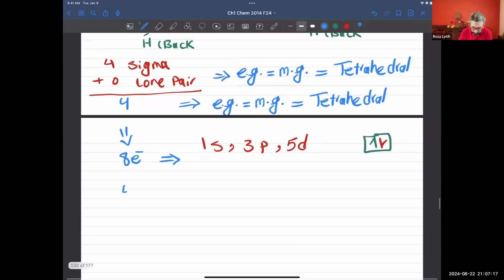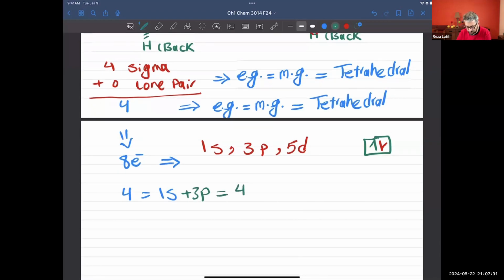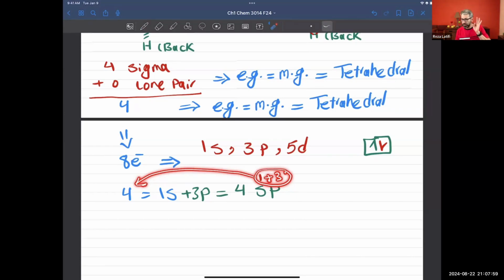So I have 4 pairs. Let's use 1 from S and some from P. How many do I need to use to make it 4? I need to use 3 of them. So I'm going to say 3, and that's going to give me 1 plus 3, I get 4. How about orbitals S and P? For S, you will always have 1. For P, keep adding to S until the answer for this addition equals 4. Remember, the max number of p orbitals is 3. You can't have 4 p orbitals. I wrote it on the top. So the hybridization will be sp3.